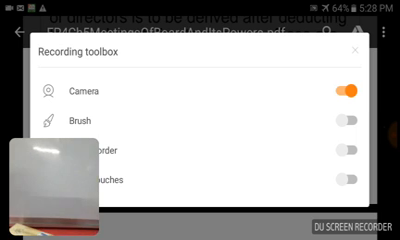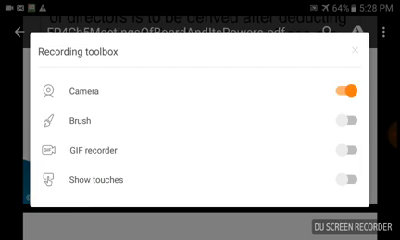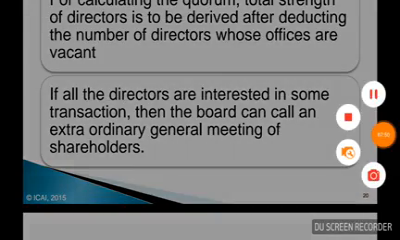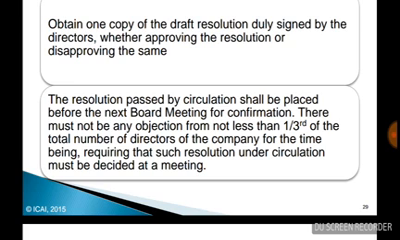So this resolution by circulation was incorporated in the Act. Whatever things have to be discussed will be made as a draft and sent to each and every director registered with the company, and they vote against or in favor of the resolution and send it back to the company.